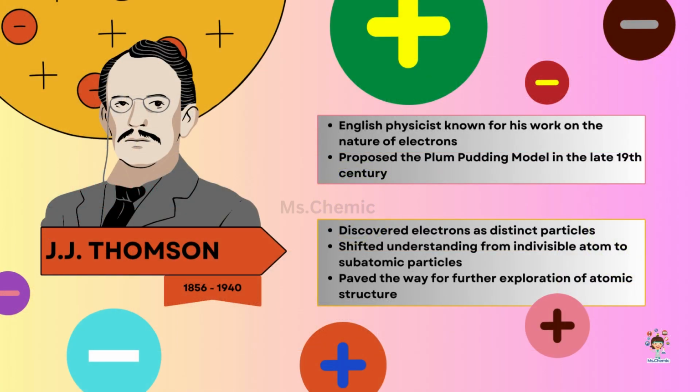J. J. Thomson, English physicist known for his work on the nature of electrons, proposed the plum pudding model in the late 19th century. He discovered electrons as distinct particles. This shifted understanding from the indivisible atom to subatomic particles, paving the way for further exploration of atomic structure.